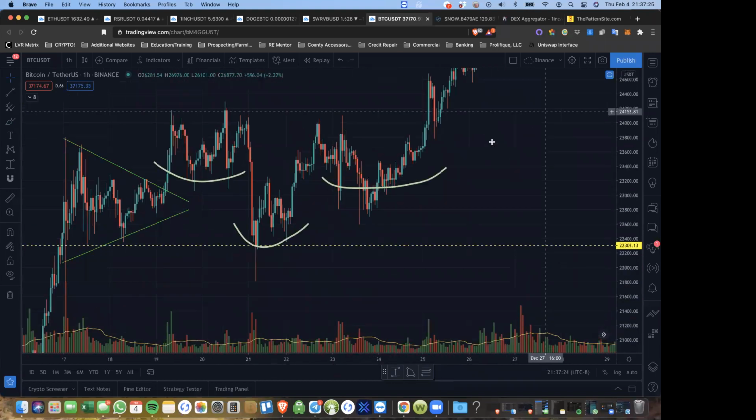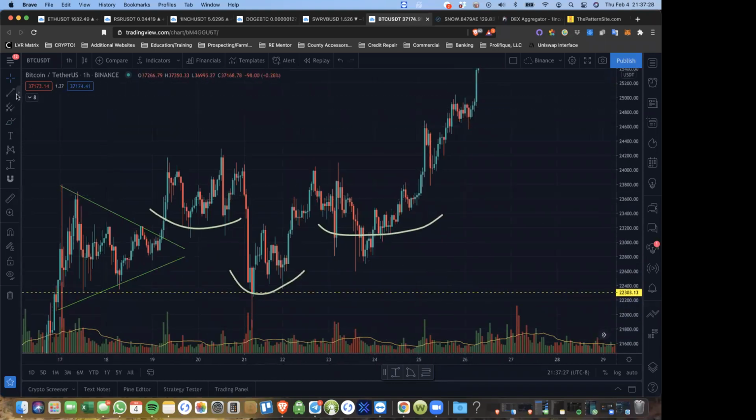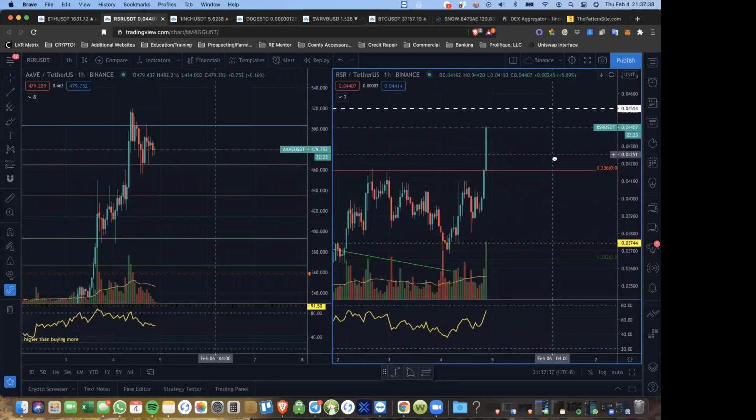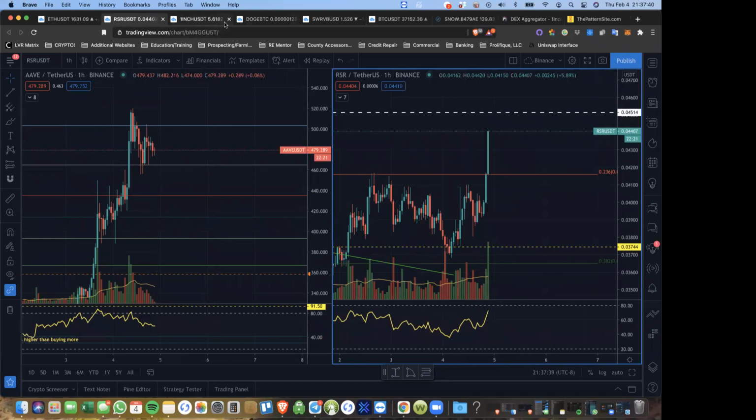So as you guys can see, when you're charting an inverse Head and Shoulders like this, you're going to see a lot of these. You're going to see a lot. Wow, RSR is flying. I'm proud. That's my baby right there, guys. That's my baby, my boo.